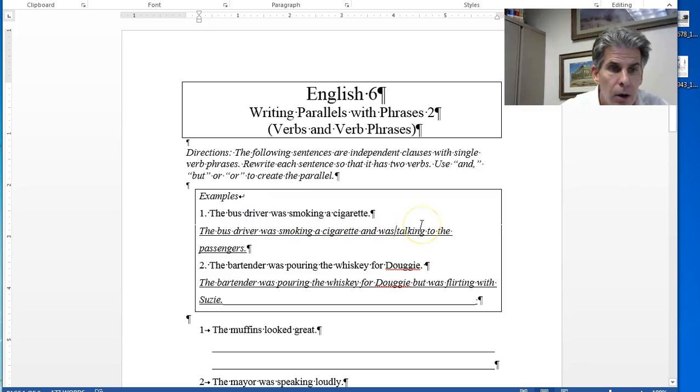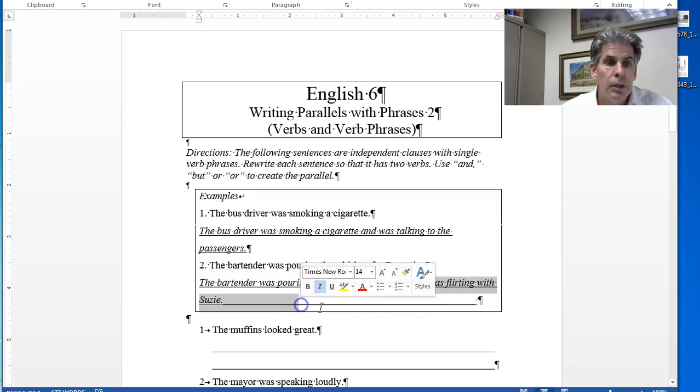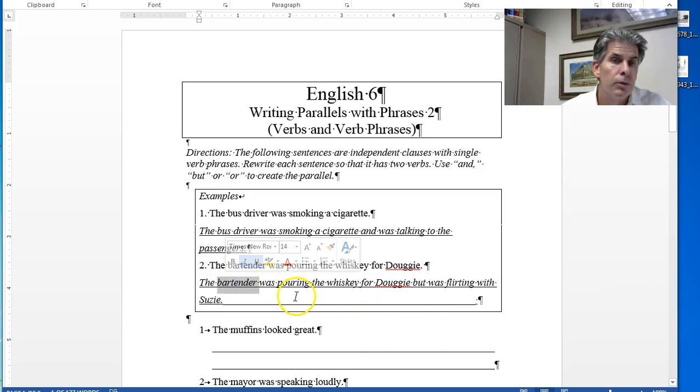But notice I've added onto each one. Each sentence is now about a third longer, if not twice as long, but at least a third longer, and more detailed and more precise, just by paralleling the verb. The bus driver was smoking a cigarette is how it started, and was talking to the passengers is me adding more detail. The bartender was pouring the whiskey for Dougie is the independent clause. That's the sentence at the start. But now it's but was flirting with Susie. I added a lot more detail to it. I have them doing two different things now. That bartender is doing two different things. The bus driver is doing two different things.